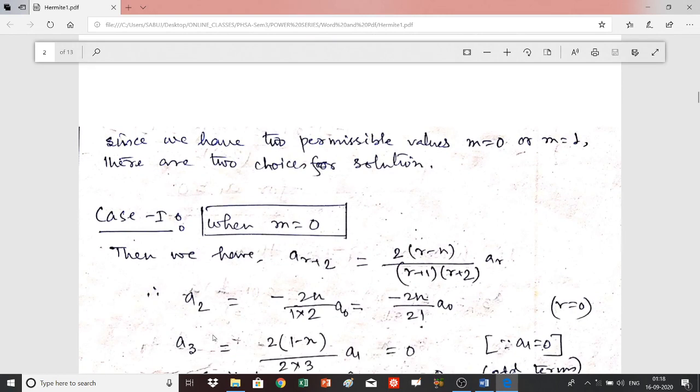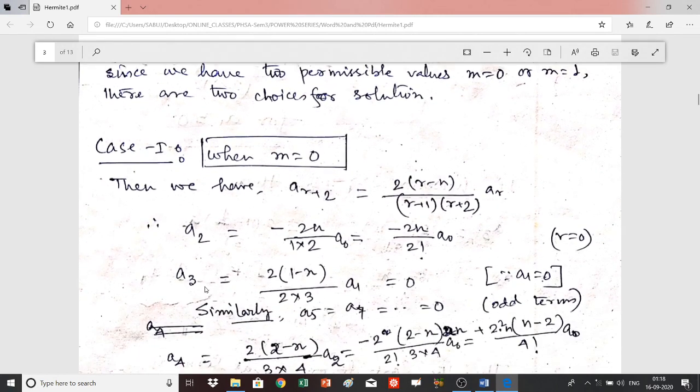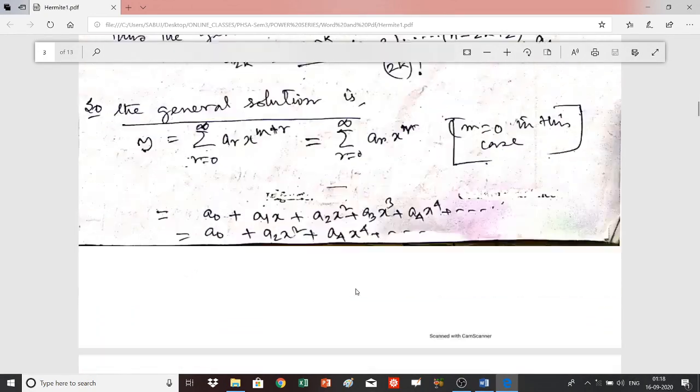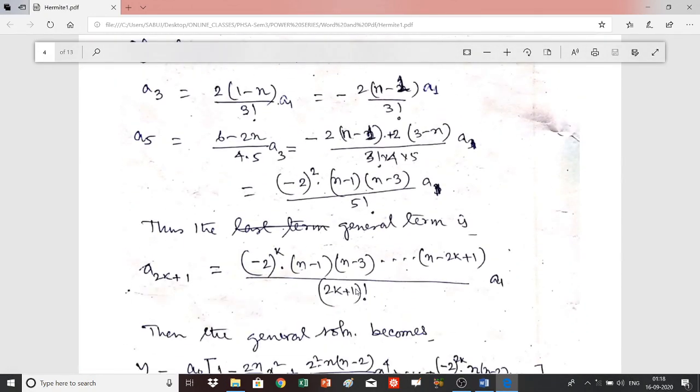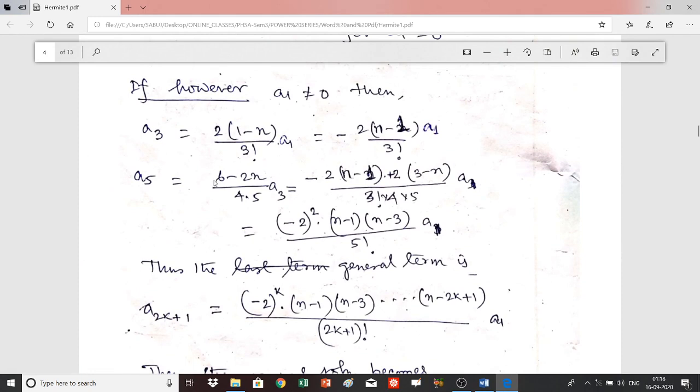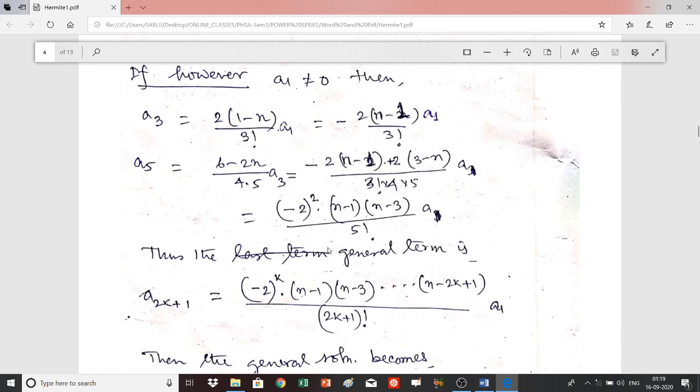You have already calculated a3 is equal to 2 into (1 minus n) by 2 into 3 into a1. That is also calculated or written here. Now a5 can be calculated in a similar manner, and the whole calculation is given here, the whole steps, and finally we'll have 2 square (n minus 1)(n minus 3) by 5 factorial into a1.